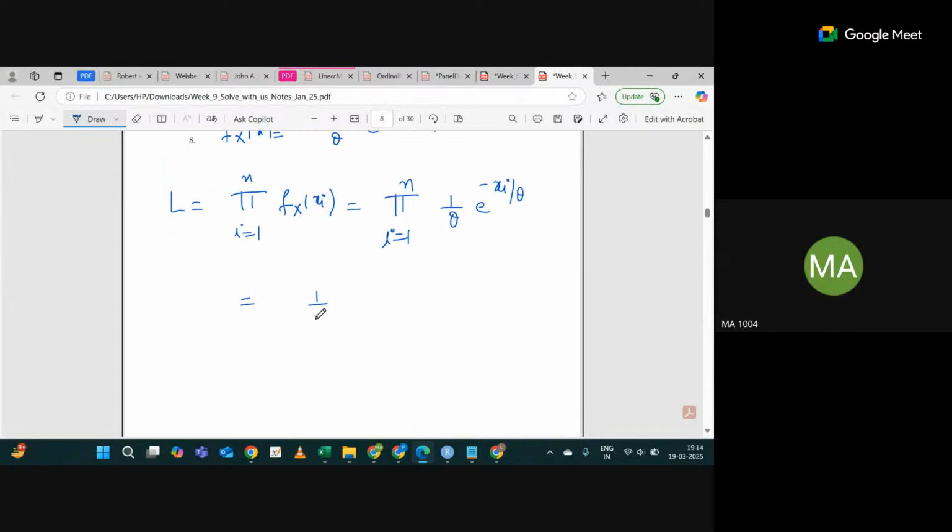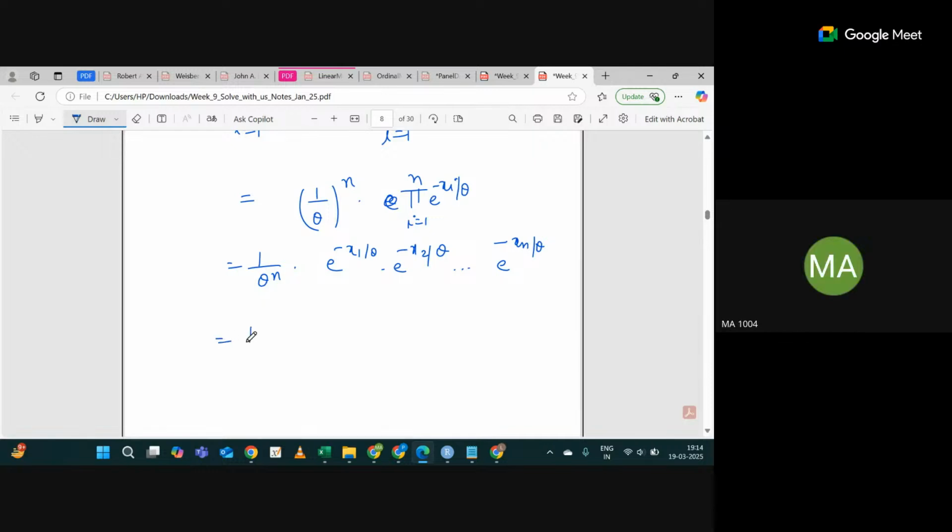Now, you can clearly see I can write 1 upon theta raised to the power n. Yes. And e raised to the power, if you write it like this, the product of i equal to 1 to n of e raised to the power minus x i divided by theta. So this means 1 upon theta raised to the power n into e raised to the power minus x1 divided by theta, into e raised to the power minus x2 divided by theta, and so on, e raised to the power minus xn divided by theta. Yes, sir. I can add the powers, right? Minus 1 by theta and summation of x i, 1 to n. Yes, sir. Is this clear till now?